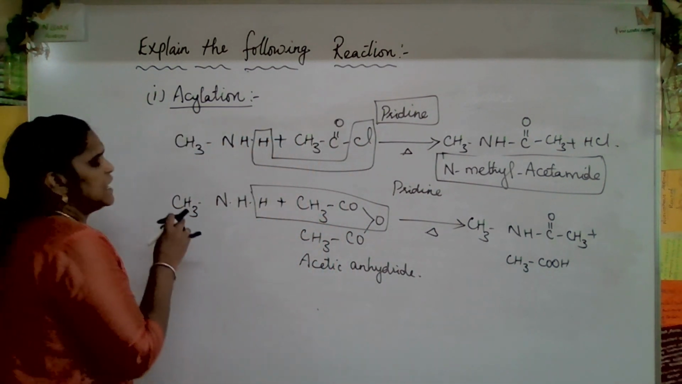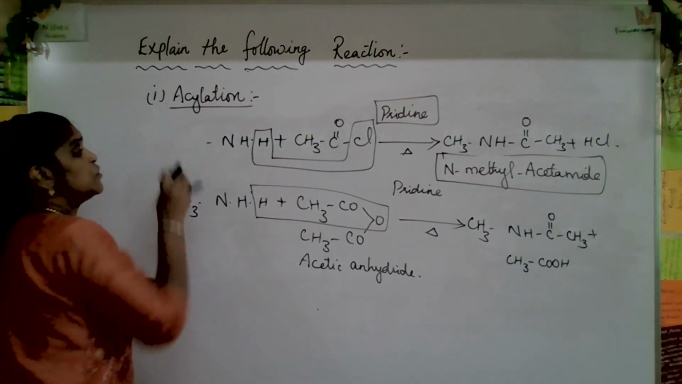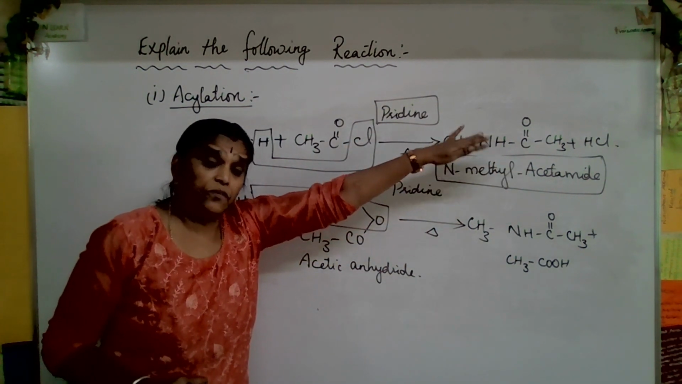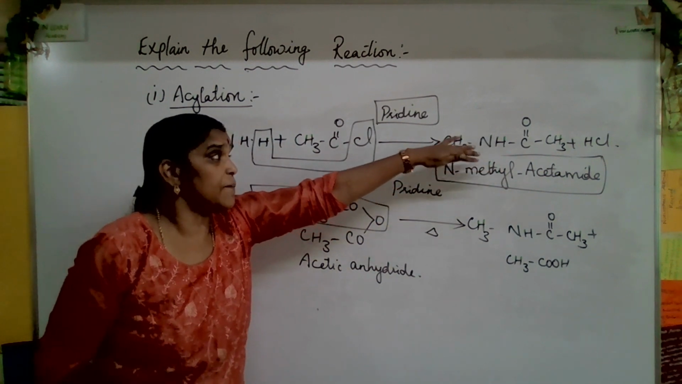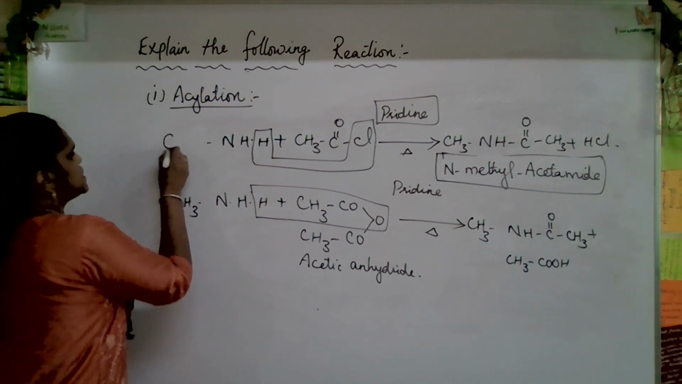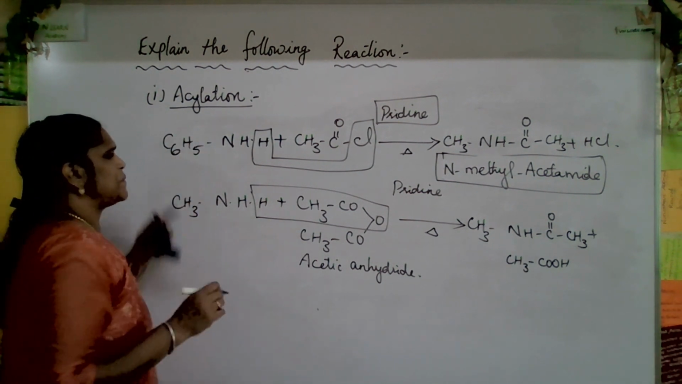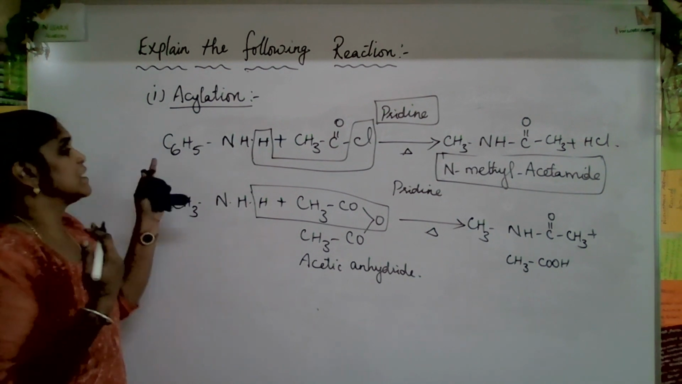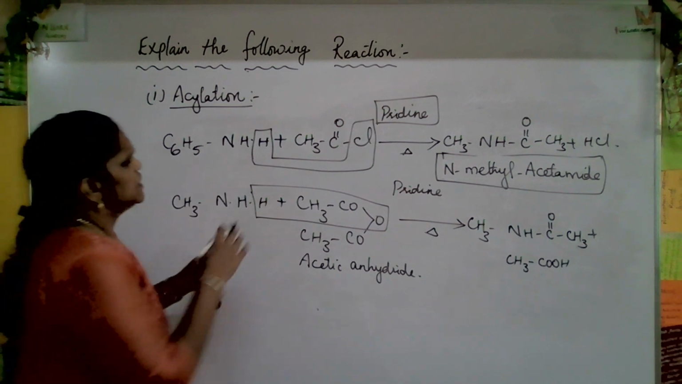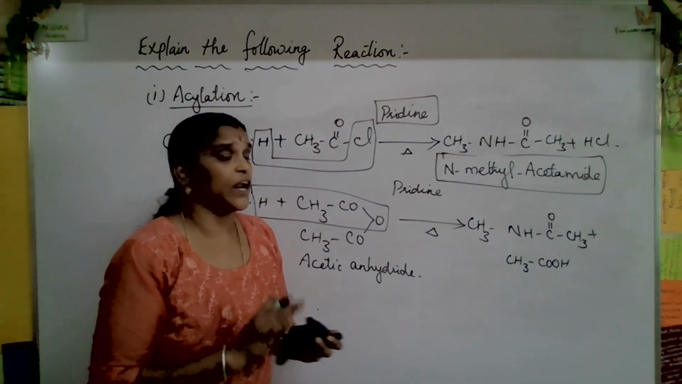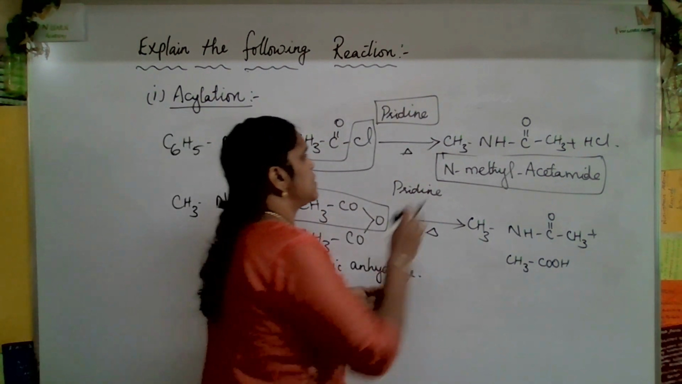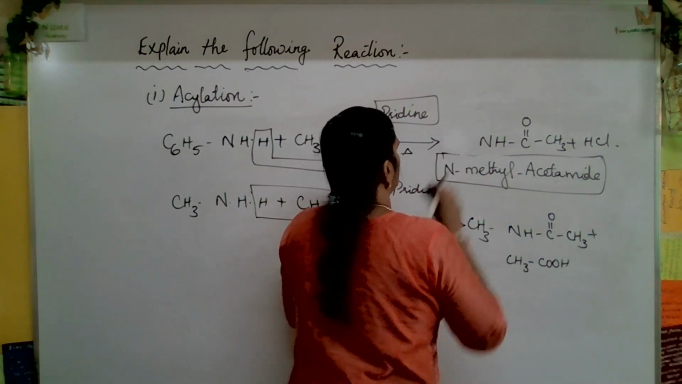Now here we are using aniline. Aniline does not undergo the Friedel-Crafts reaction, but it will give the amide group in the presence of pyridine. Here it is C6H5. It's simple. Instead of CH3, you just remove the alkyl and add the aryl, C6H5NH2. The acid chloride and acid anhydride are both the same. So in the presence of pyridine, what is the product you will get? C6H5.